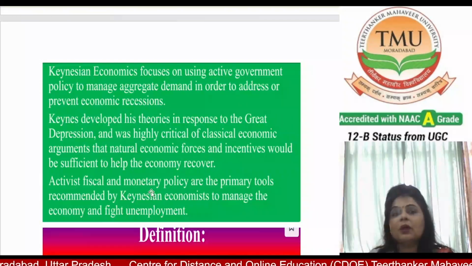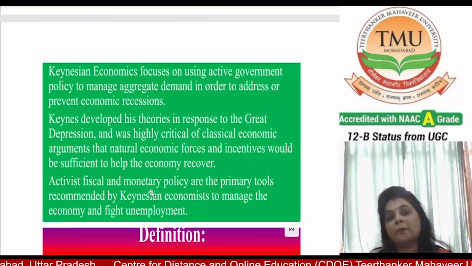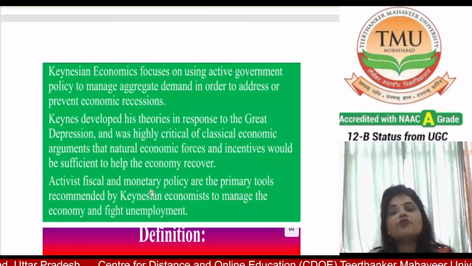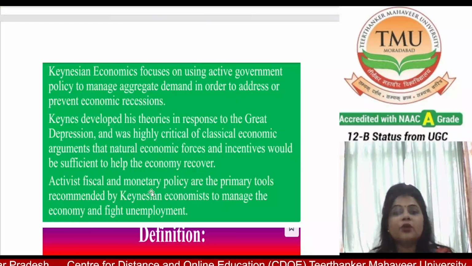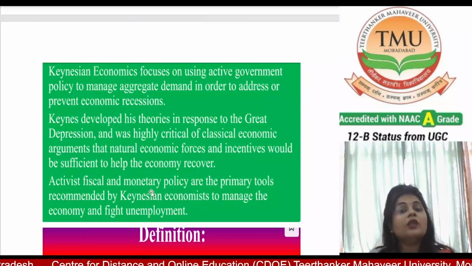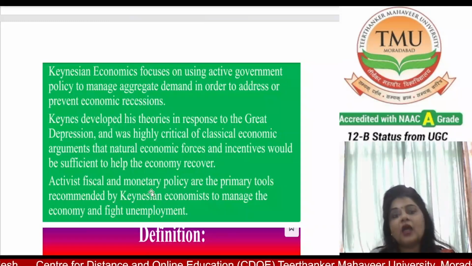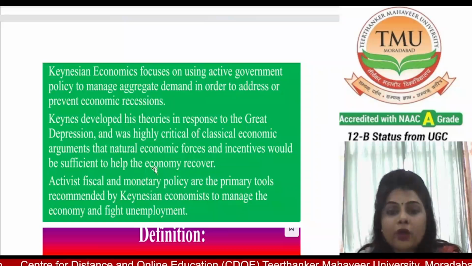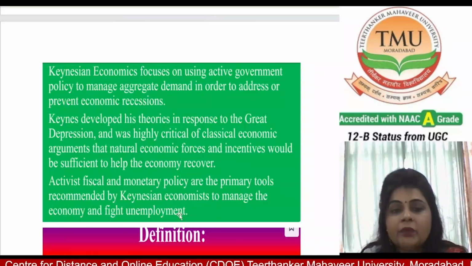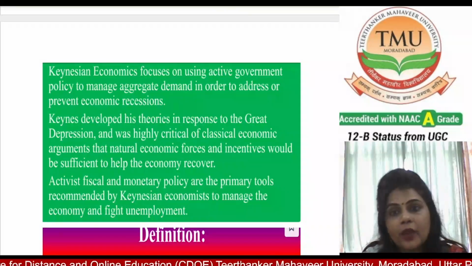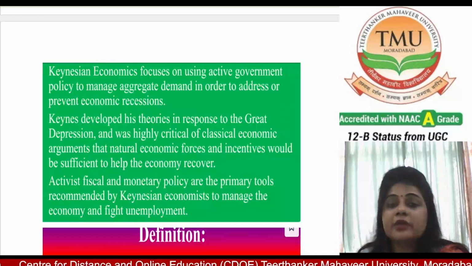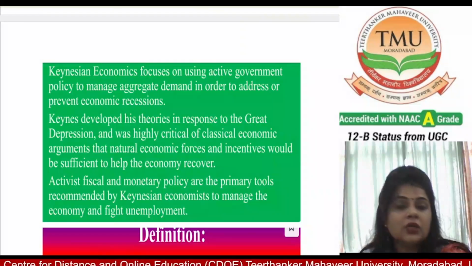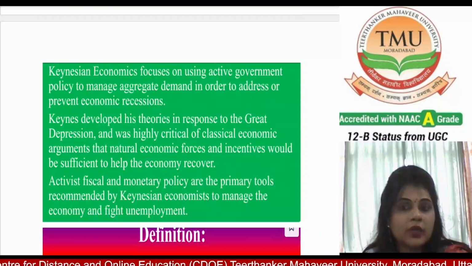Keynes developed his theories in response to the Great Depression and was highly critical of classical economic arguments that natural economic forces and incentives would be sufficient to help the economy recover. Active fiscal and monetary policy are the primary tools recommended by Keynesian economists to manage the economy and fight unemployment. John Maynard Keynes was an early 20th century British economist, best known as the founder of Keynesian economics and the father of modern macroeconomics.